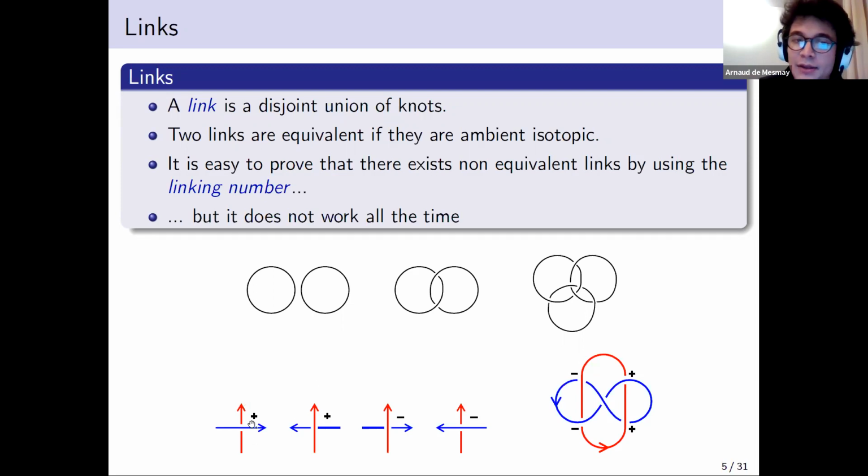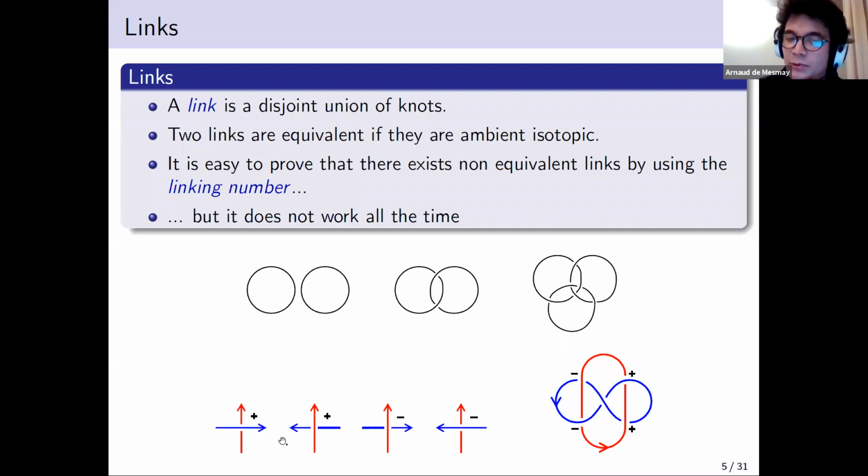And the reason for that is that there's a very easy invariant for links, which is the linking number. What is it? It's what is pictured here. If you take two components of a link, you orient them arbitrarily, and then you count the crossings as pictured here. Some of them with a plus, some of them with a minus, and you sum this. And this gives you the linking number between two components of a link. And it's very easy to prove that this is actually a topological invariant.